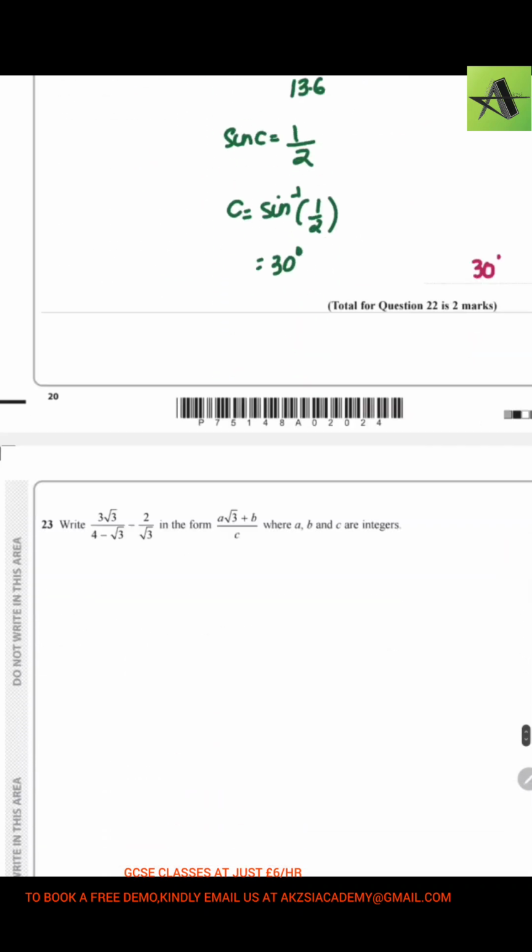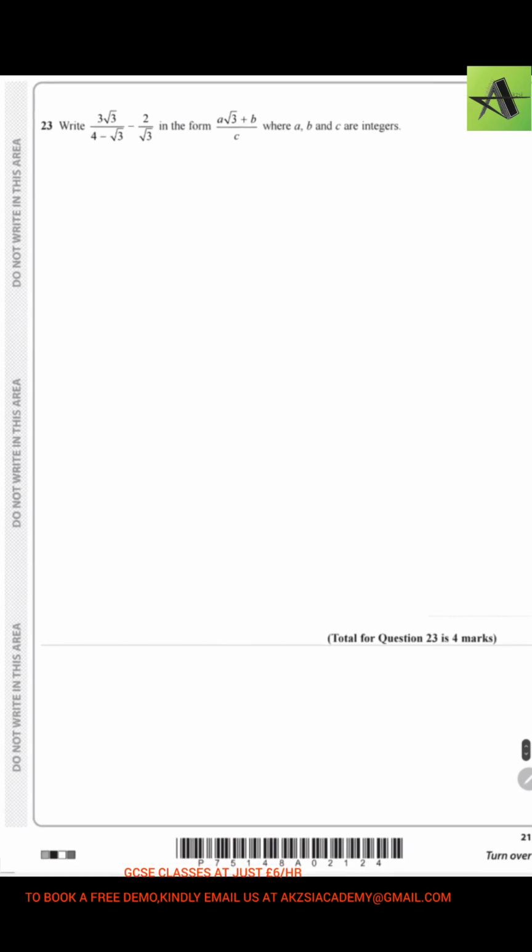Moving on to the next question. Write 3 root 3 over 4 minus root 3 minus 2 over root 3 in this form. So this is 3 root 3 over 4 minus root 3 minus 2 over root 3.